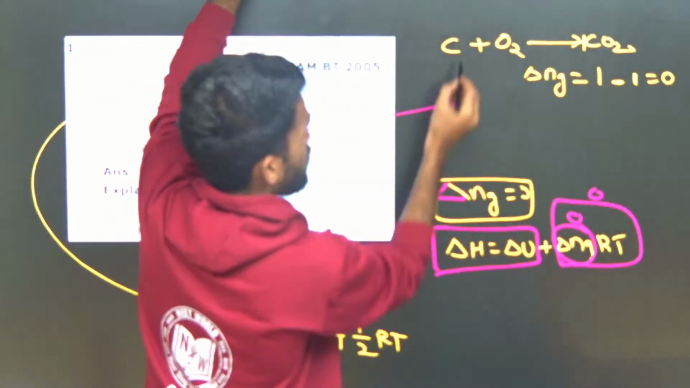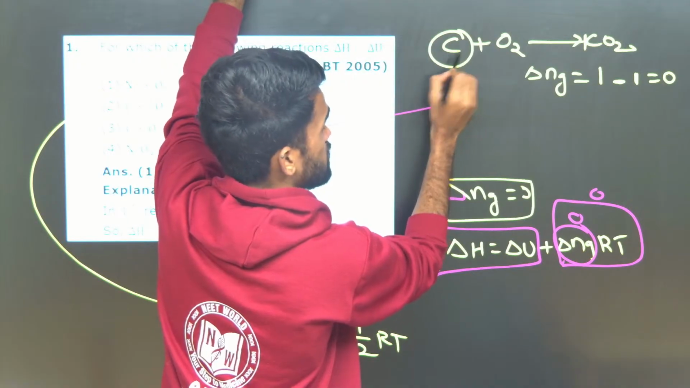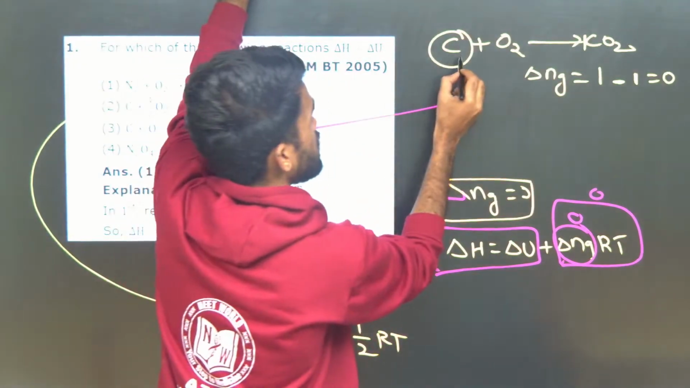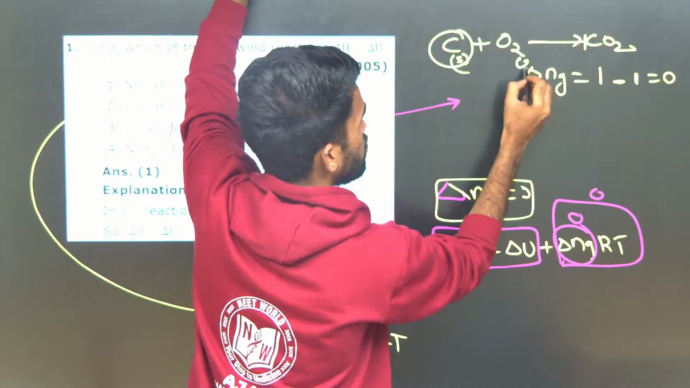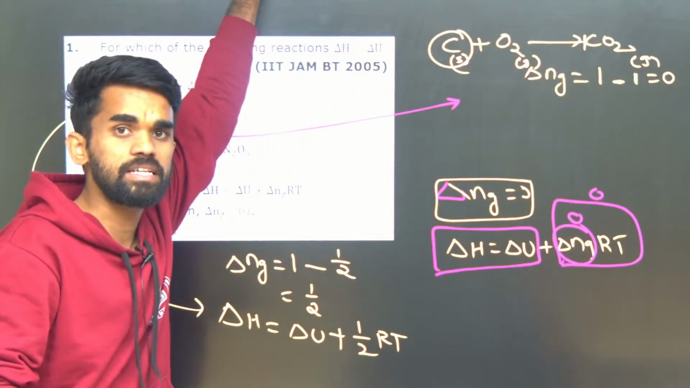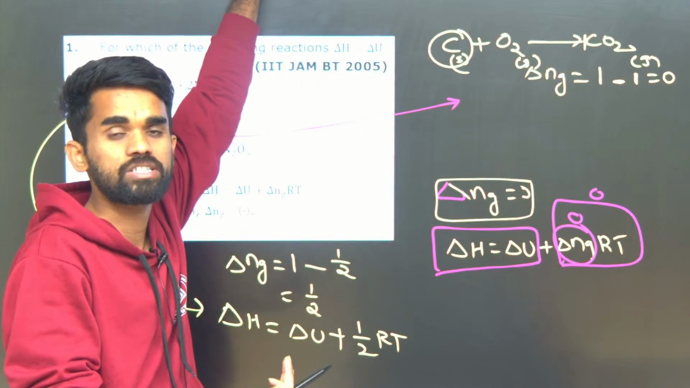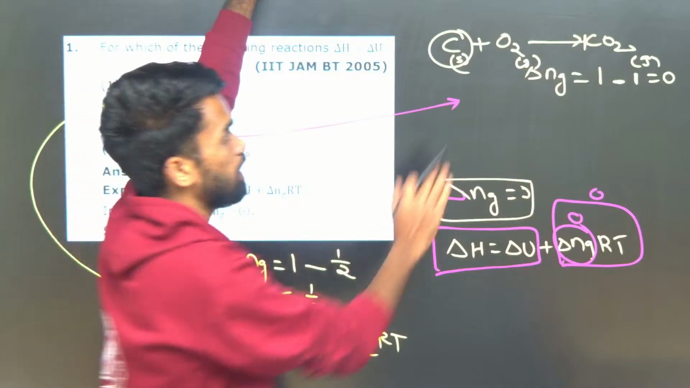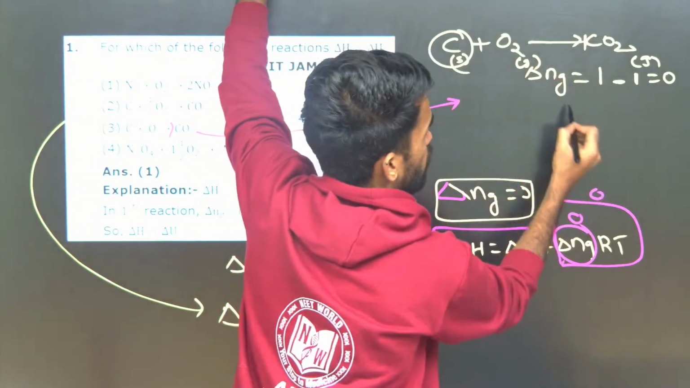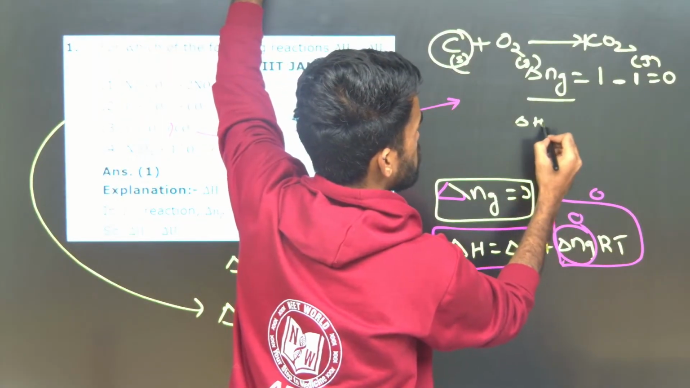then delta Ng is equal to 0. Because carbon I am not considering, because it exists in its stable form, that is graphite form, which is a solid substance right now. Okay, so you need to know the standard states, in which physical state carbon exists, whether gas, liquid or solid. Right, like that if you know, then you can substitute in this formula, you can calculate delta Ng. If it is 0, then delta H is equal to delta U.